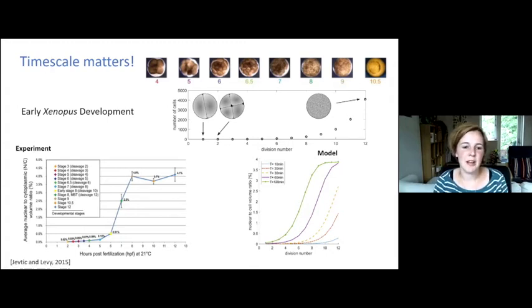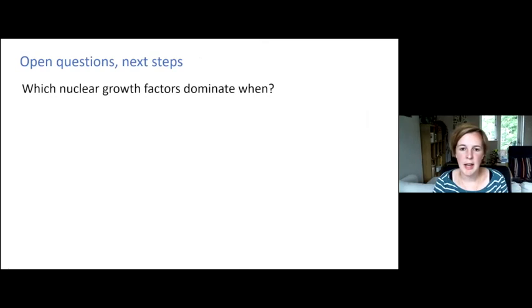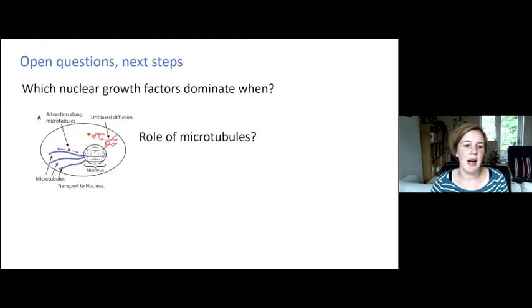So those are two examples where a relatively simple model can explain different sets of experimental observations. But of course, there's lots of open questions, and we are relatively sure that there will be more things we have to add to this quite minimal model. So for example, there's probably more than one nuclear growth factor that could dominate at different times of development. There could be other transport mechanisms than diffusion, for example, microtubules, where the signal is transported.